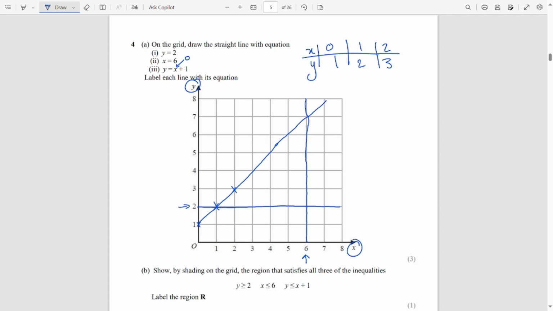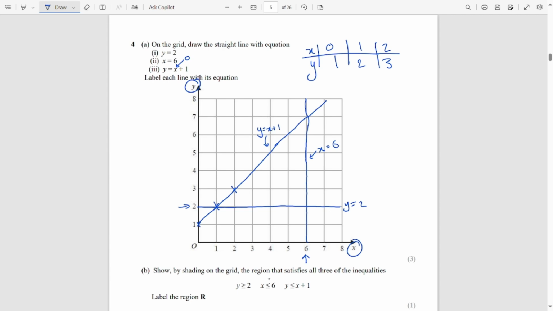Now I've been asked to also label these. Let's make sure I've got those labels on. This was y is 2. This line here is x is 6. And then this line here is y is x plus 1.